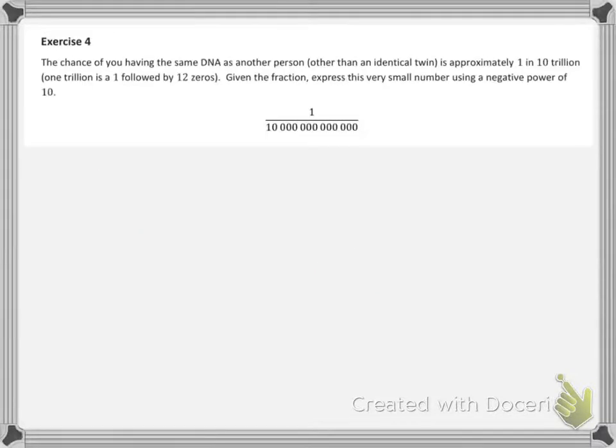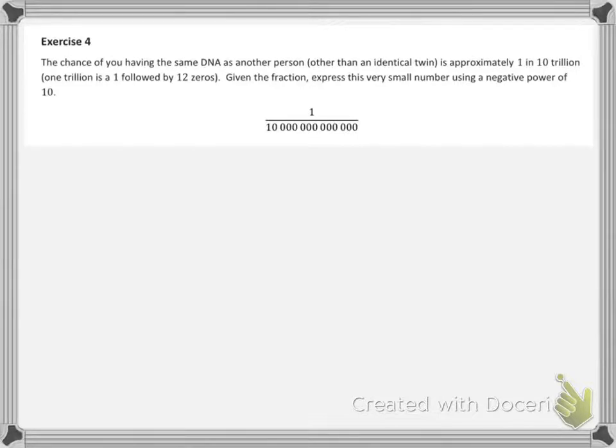All right, so let's think about the opposite way: extremely small numbers, numbers between 0 and 1. The chance of you having the same DNA as another person, other than an identical twin, is approximately 1 in 10 trillion. That's 1 followed by 12 zeros. Given that fraction, express this very small number using a negative power of 10.